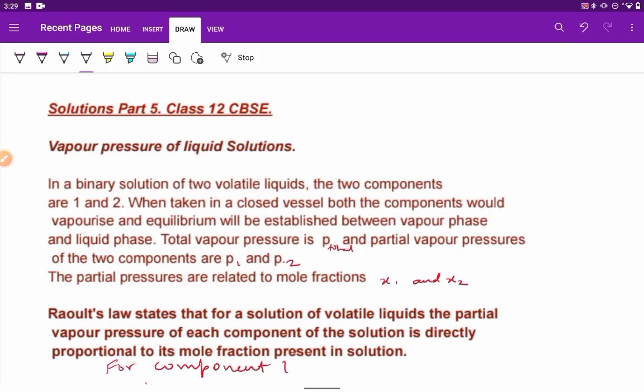Today we will deal with the topic solutions and this is part 5 of the chapter. This is for class 12 CBSE. Today we will see vapor pressure of liquid solutions.